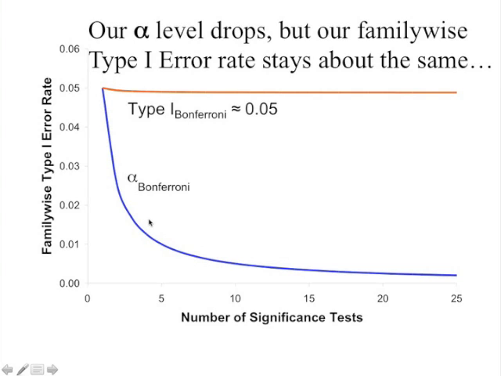But under the Bonferroni adjustment, we can see that as we add more tests, our p value will be decreased. So this is why we might get away from the type 1 error.